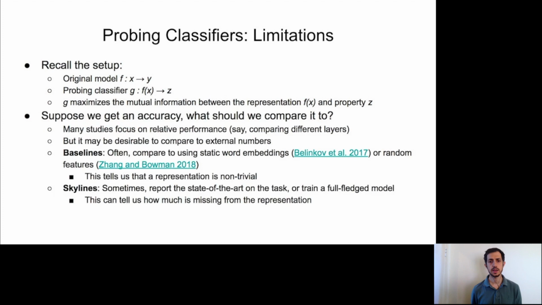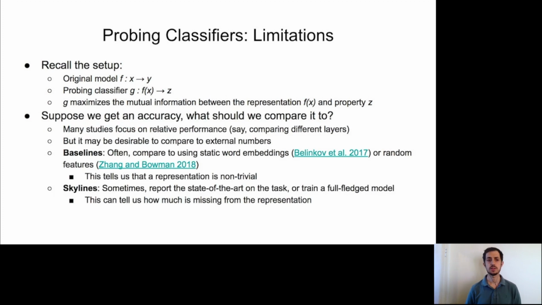So suppose we get an accuracy. So far I've shown you results with an accuracy. How do we put this in perspective? What should we compare this accuracy to? Many studies focus on relative performance, for example, comparing different layers, as we've seen in the machine translation example. But you might want to compare these numbers to some external numbers to put them in perspective.